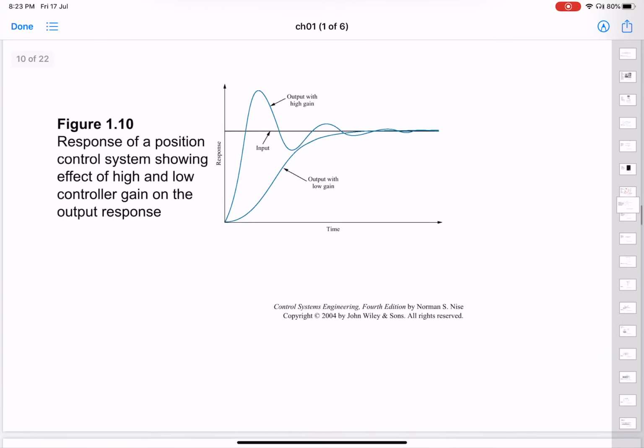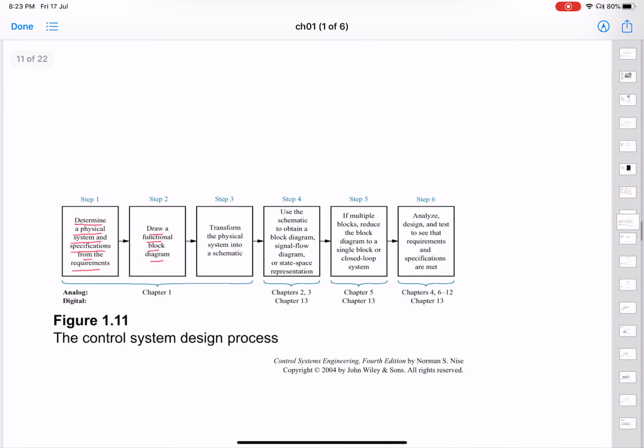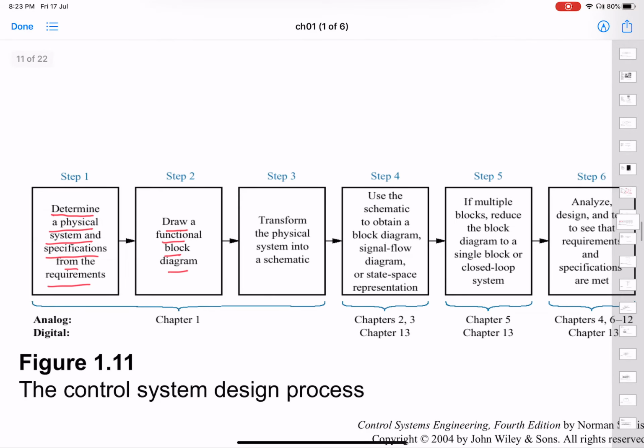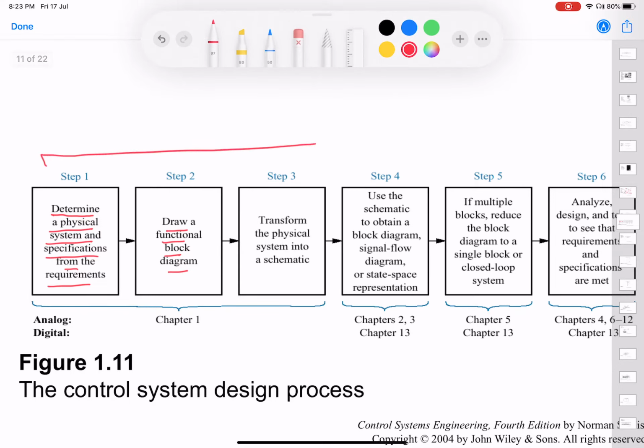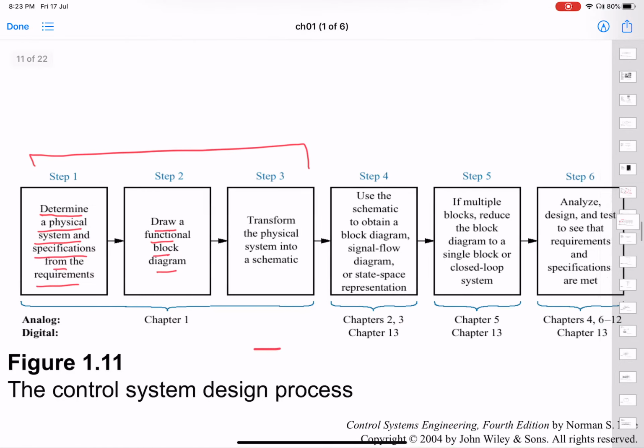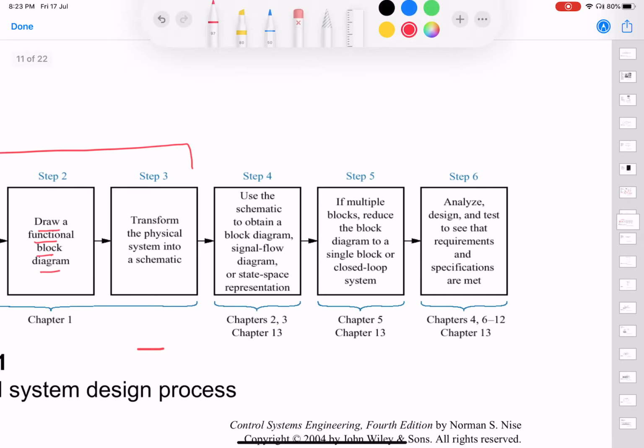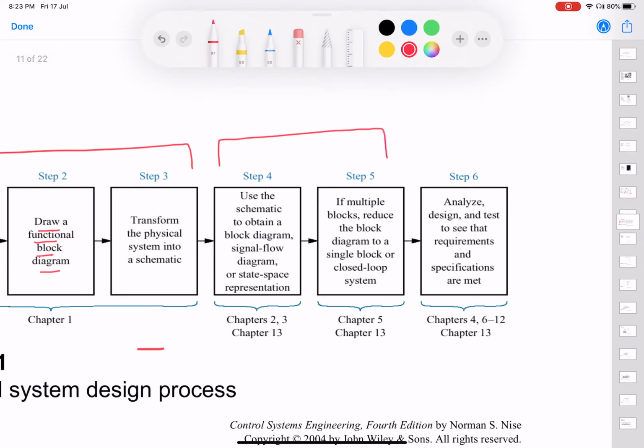So, coming back to the actual design process, the first three steps are basically trying to understand the problem, the physics of the problem, and trying to put it on paper by drawing the functional block diagram and the schematic, right? The next two steps are to mathematically model the system properly.